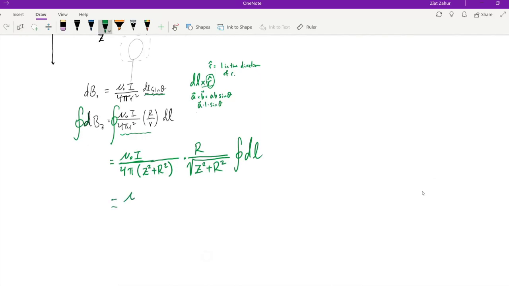So we get mu naught I times R over 4 pi. Let's simplify this. This is z squared plus R squared to the 3/2 times the closed loop integral of dl, which is 2 pi. Which R? Chat, type in which R for the circumference. Ooh. Capital R, very good. It is capital R.